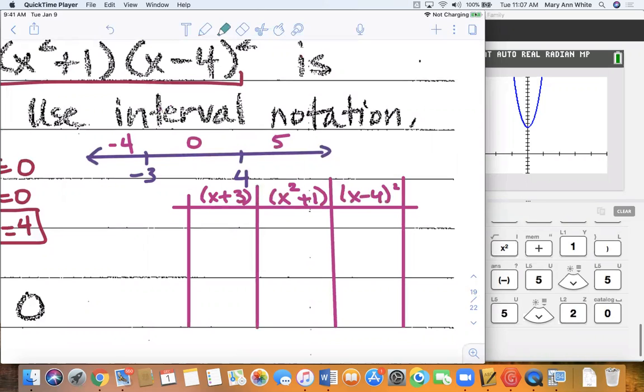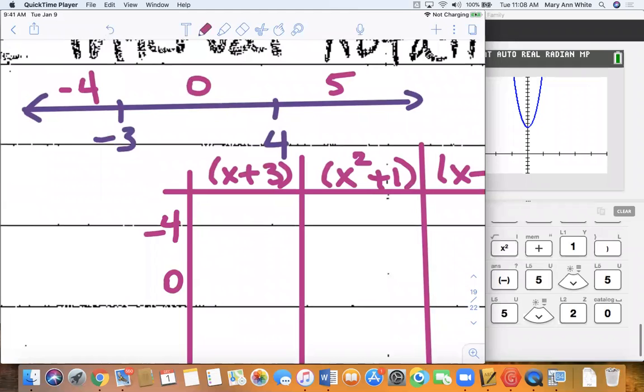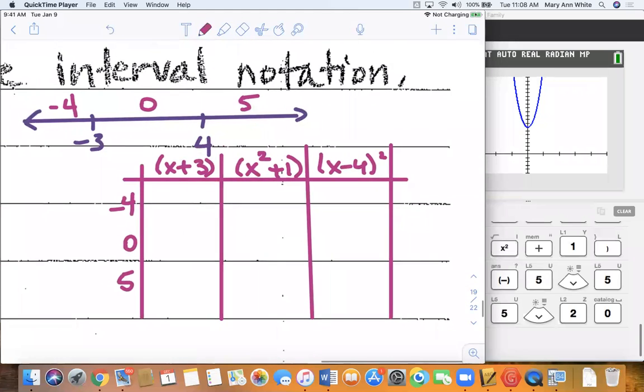The numbers that I just picked a minute ago get to go along my side because that's what I'm plugging in to try and figure out. I'm trying to find the signs of these. So I'm going to do -4, 0, and 5. Now, I don't care actually what comes up when I plug these in. I just care whether it's going to give me a negative or a positive.